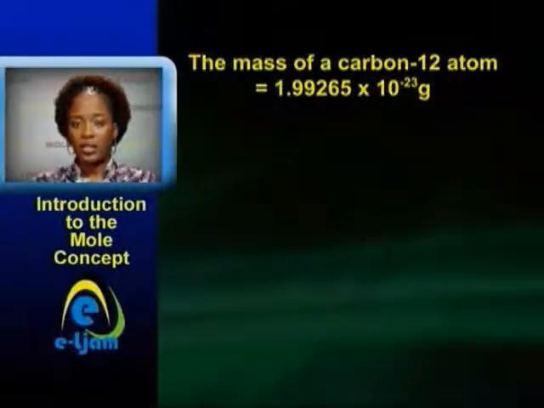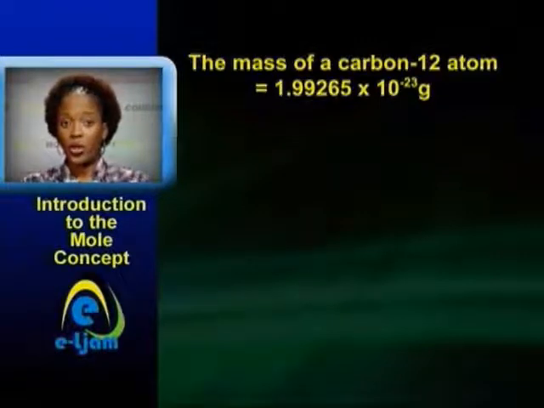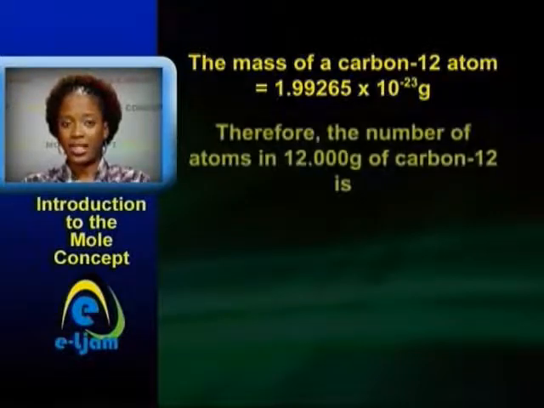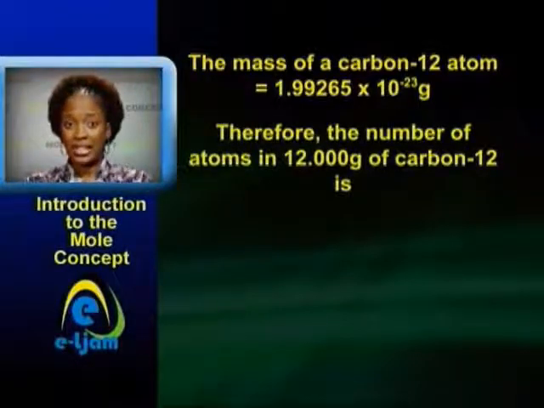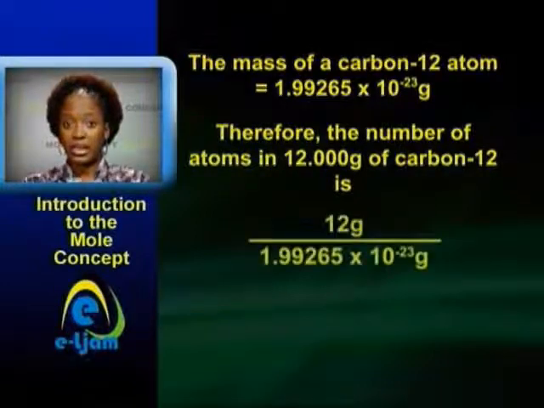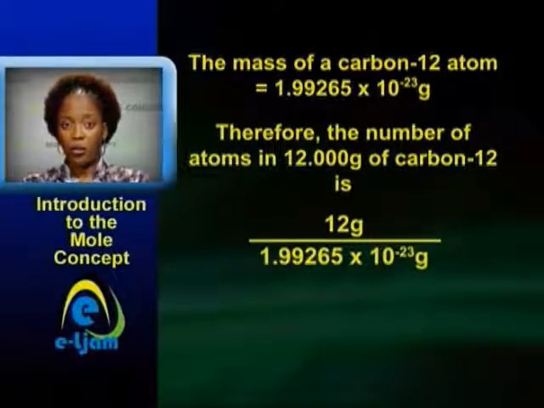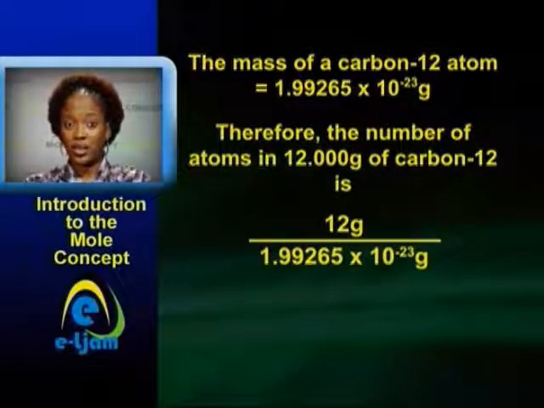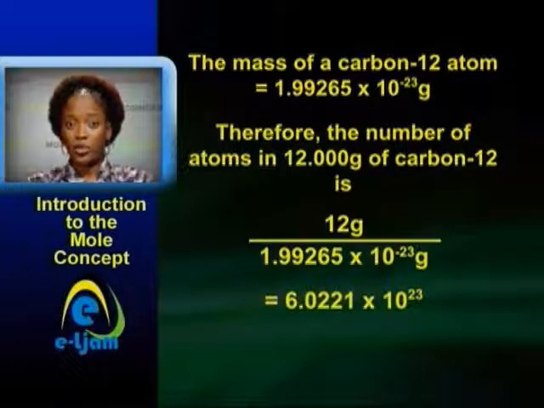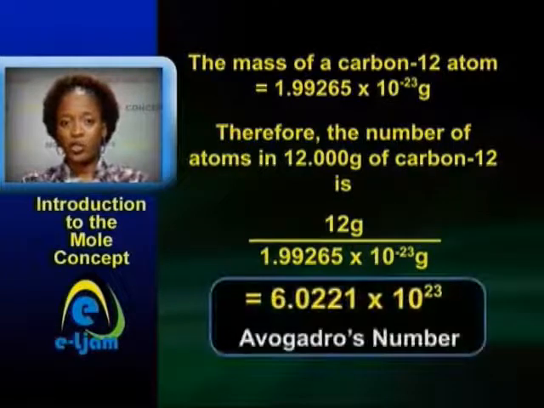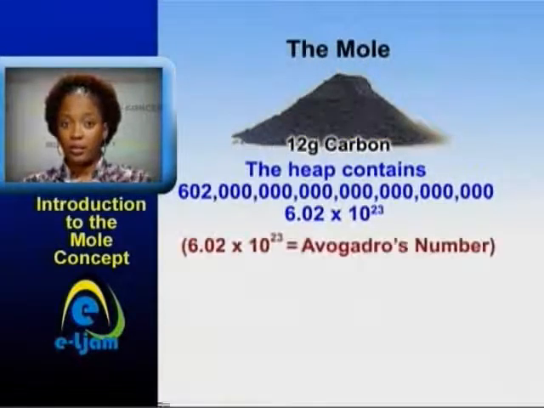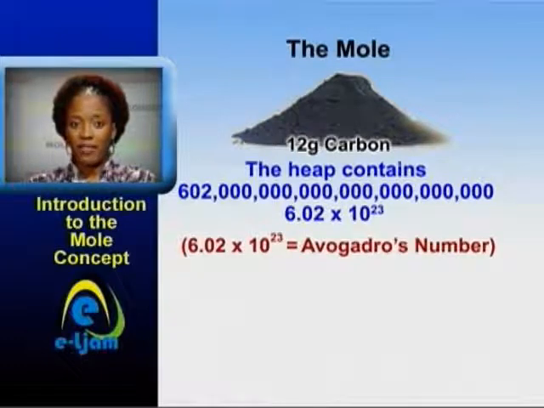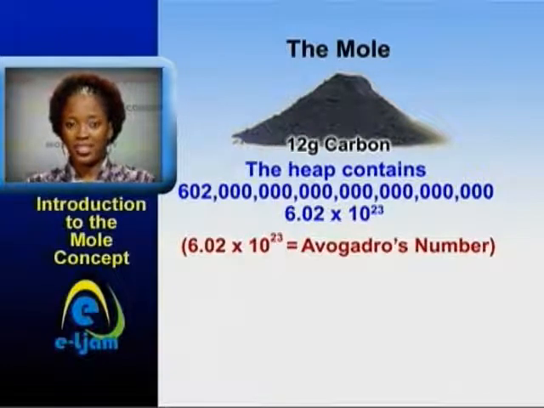The mass of a carbon-12 atom has been found to be equal to 1.99265 times 10 to the negative 23 grams. Therefore, the number of atoms in exactly 12 grams of carbon-12 is 12 grams divided by 1.99265 times 10 to the negative 23, which is equal to 6.0221 times 10 to the 23. This is called Avogadro's number. This heap of 12 grams of carbon therefore contains Avogadro's number of carbon atoms.